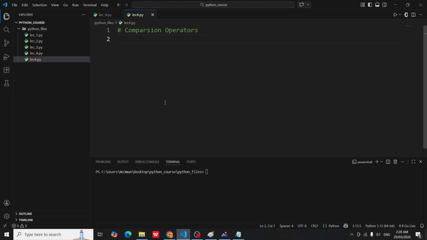Today we will discuss comparison operators. We have greater than, less than, equal, or not equal.